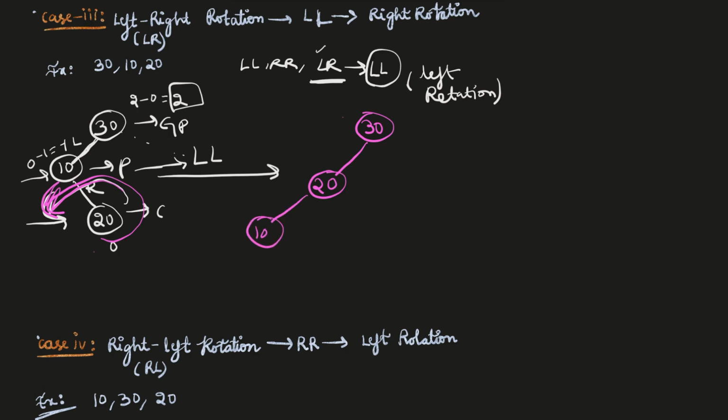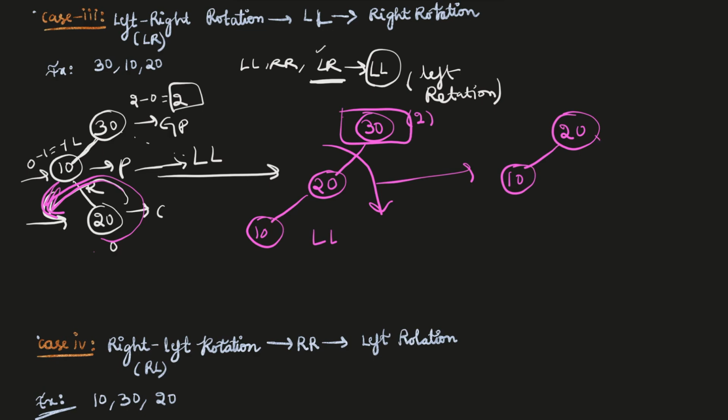Now to solve this LL, now this is in the form of LL. You know how to solve LL, that is right rotation. Where do we do right rotation? At the node where we have got this problem. This is the node, right? Here we have got that plus 2. So we'll rotate this node to the right side. So now 20, left side of 20, 10 as it is. Now 30 would come at the right of 20.